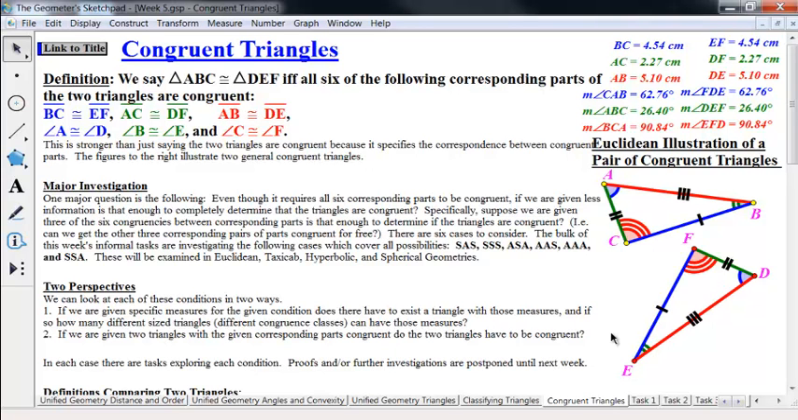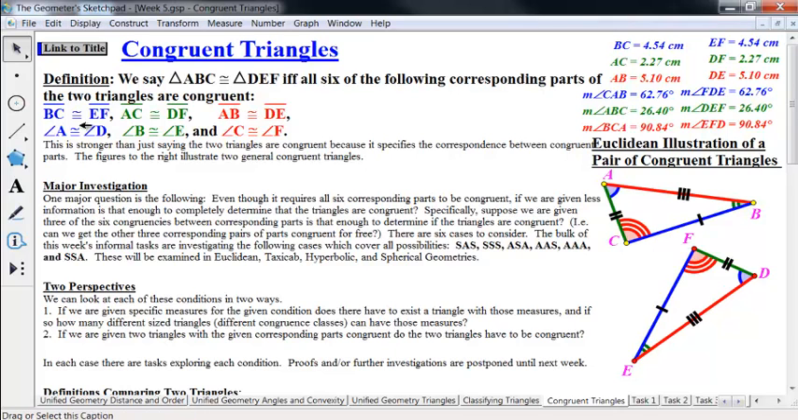Okay, so what are the major things that we want to investigate? Really the main focus of this week's tasks is to investigate, in the various geometries, Euclidean, taxicab, hyperbolic, and spherical, if we can get by with less than this. Here we have six pieces of information. Could we get by with just maybe five of those and get the sixth one for free? Or maybe four, or maybe two, or whatever. Of those six corresponding parts that are congruent, is that enough? Specifically, we're going to mainly investigate this week in which cases three pieces of information is enough.